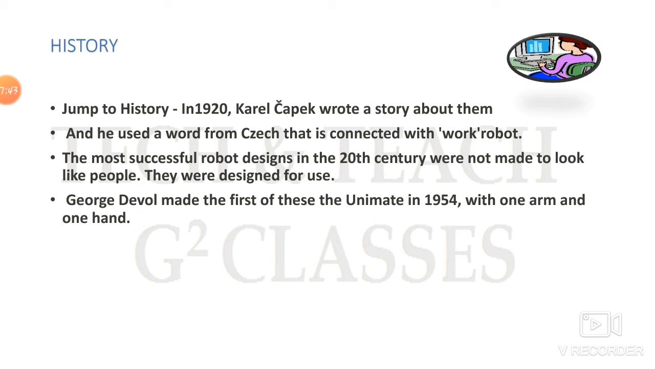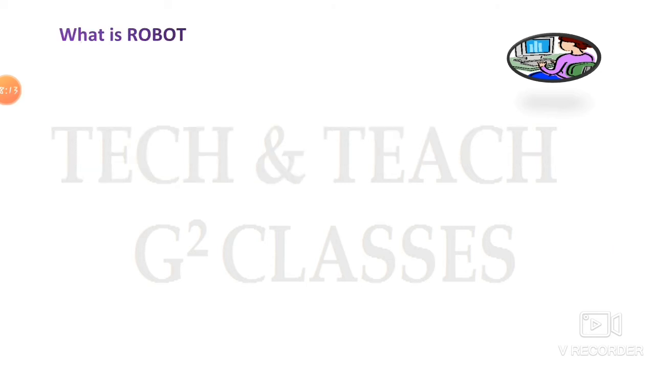Then another word I will tell, robot. How did the word robot come? From robota. Clear. Robota means forced labor. I think you know the meaning: the laborer is not willing to do the work, but we are forcing them to do the work. That is known as forced labor, which is also known as robota. From the word robota, we made some alteration and gave the name robot. Clear. Then next, we will go for what a robot is.